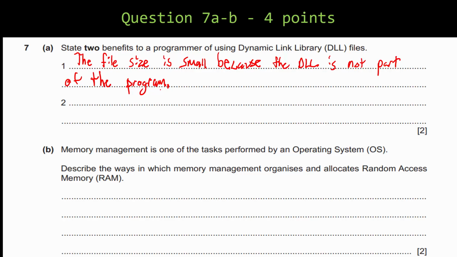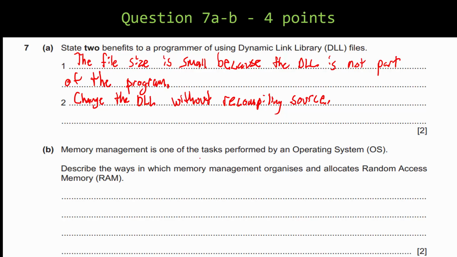The other thing, there's lots of things you can do here. There's no need to recompile the program when changes are made to the DLL, so you can change the dynamic link library without recompiling source code. And it says benefit, so we're not going to say that it runs slower, because if we say it runs slower, that's not going to be a benefit to the programmer whatsoever. And yep, that'll do it.